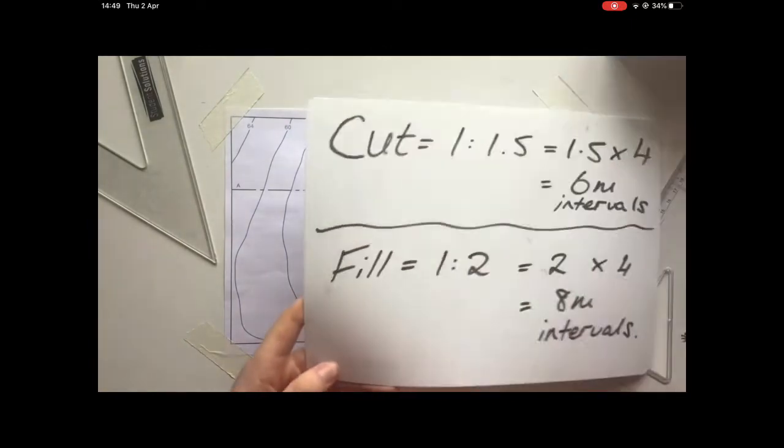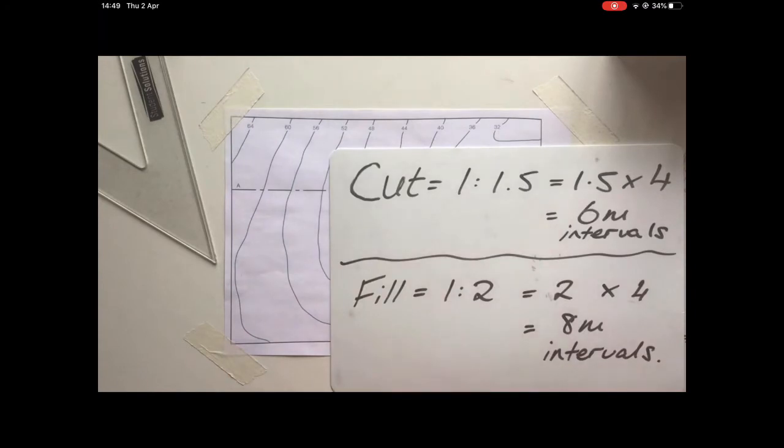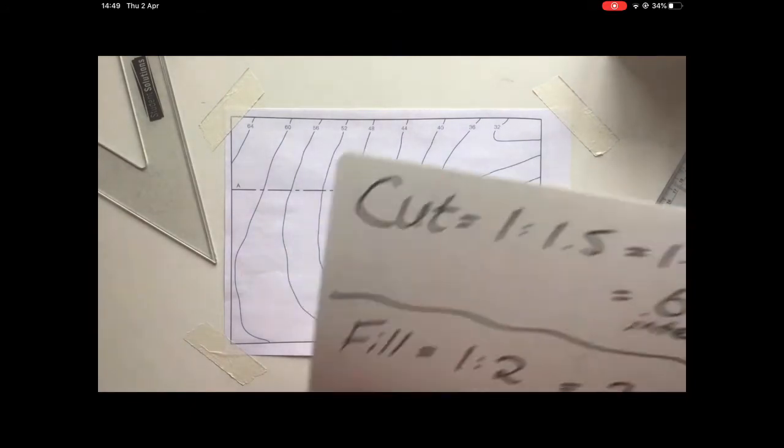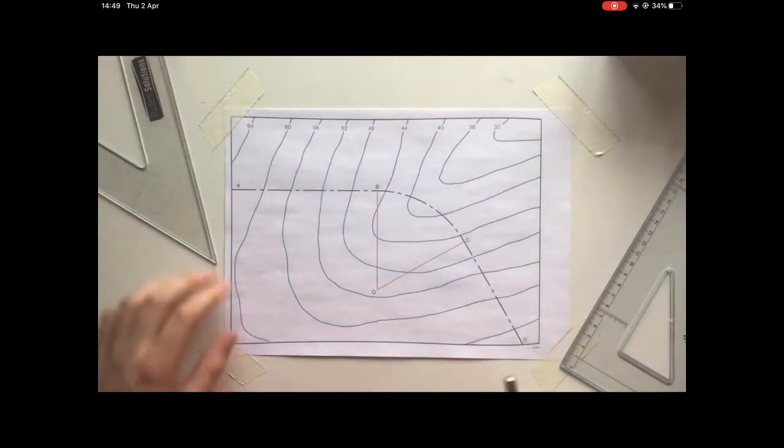So how do we find our intervals? For cut, we were told that it is 1:1.5. We were told in the question that the ground contours are at 4 meter intervals. So all we do is multiply 1.5 from the ratio by 4. This gives us 6 millimeter intervals for our cuts. The fill is 1:2, so the same thing. We multiply 2 from the ratio by 4, which gives us 8 mil for the fills. Okay, so we'll crack on to our question and hopefully it'll become clearer then.